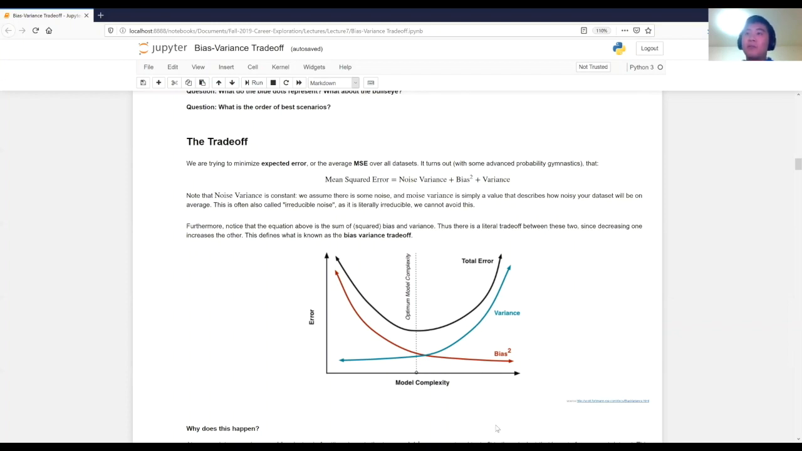What I want to do is find a model that has lower complexity, but has a correspondingly more optimal model complexity. And I'll talk about this a bit more concretely. So if this doesn't make sense, don't worry.